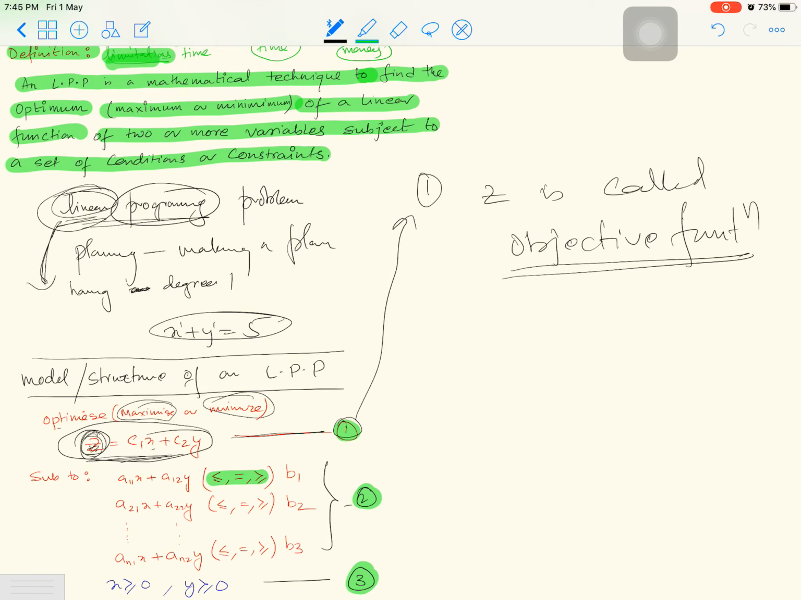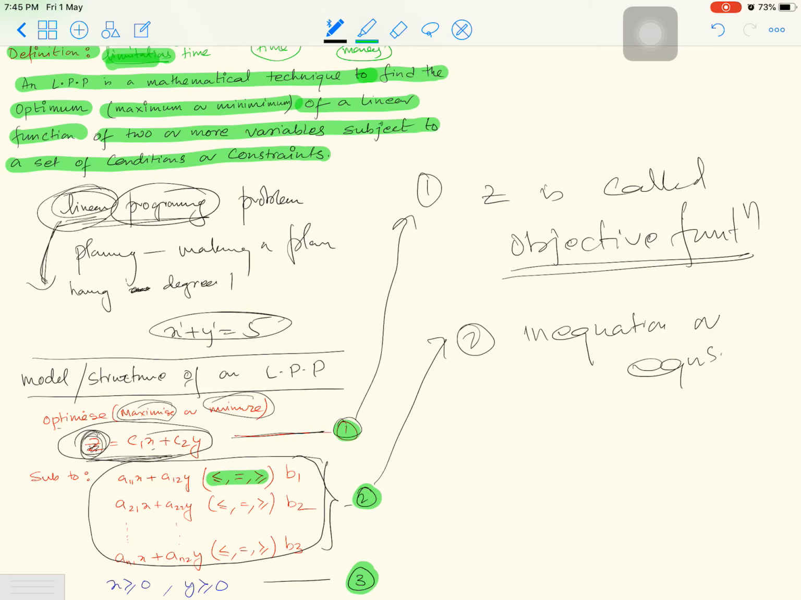Then all these in number 2, inequations or equations, it can be anything, because if there is an equals sign, it is called an equation. If there is an inequality sign, then it is called an inequation. So it can be either equation or inequation. All these are called linear constraints. What are these called, everyone? Linear constraints. You can look at your notes. It can be equation or inequation, and it is called linear constraints.